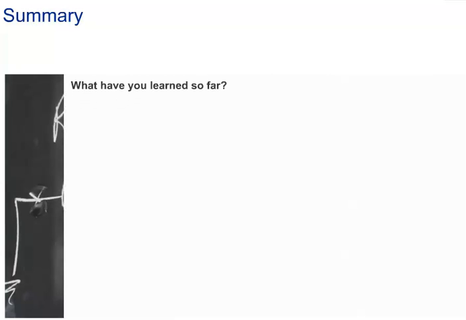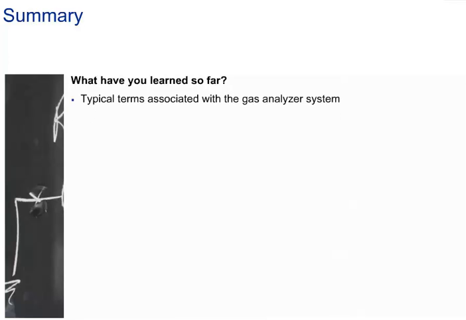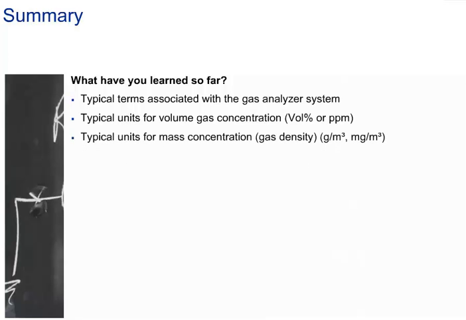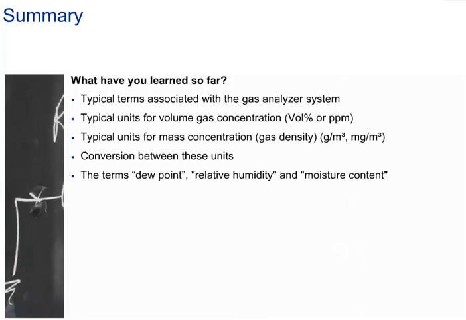Now let's summarize this learning module. So, what have you learned so far? Typical terms associated with the gas analyzer system. Typical units of volume gas concentration, volume percent or ppm. Typical units for mass concentration, gas density: grams per cubic meter, milligrams per cubic meter. Conversion between these units. The terms dew point, relative humidity, and moisture content, and parameters for the emission calculation under normal conditions.